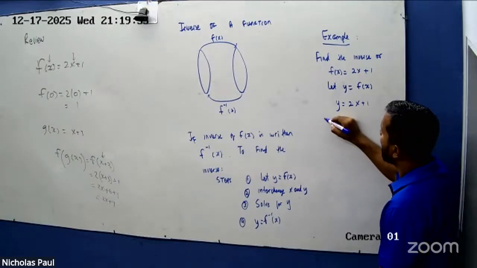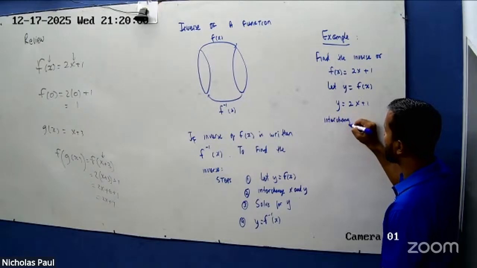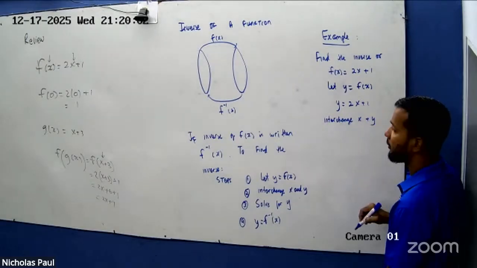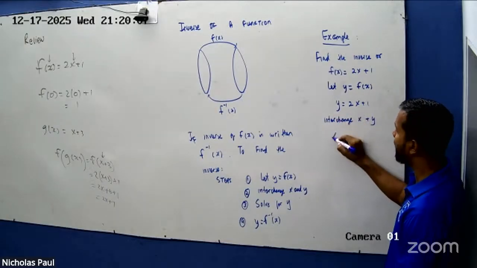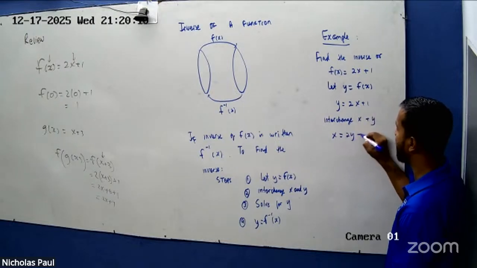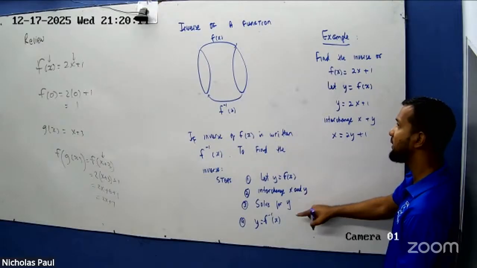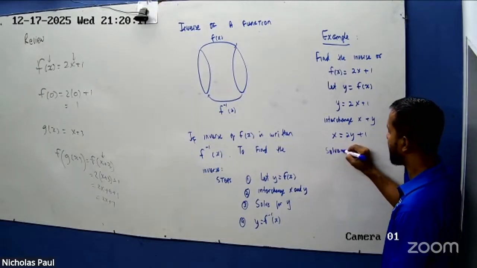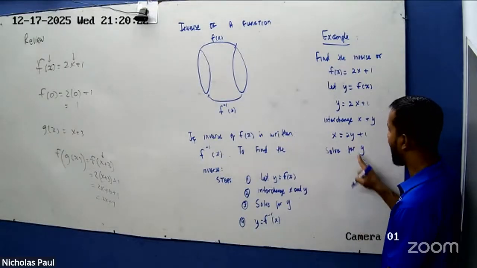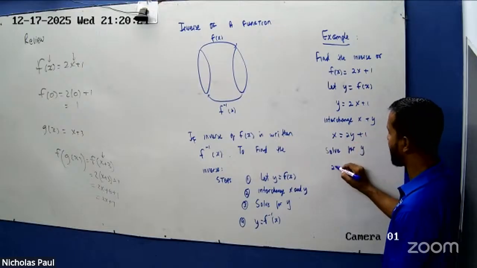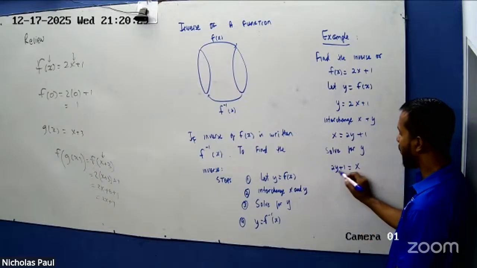Next, after we find for y, we want to interchange x and y, right? So wherever you have x, you're switching it with y. So y will become x and x will become y. Next step, after you interchange x and y, you're going to solve for y. Wherever I have y, I put it on the left side. Wherever I have x, I put it on the right side. Now I want to make y the subject of the formula.